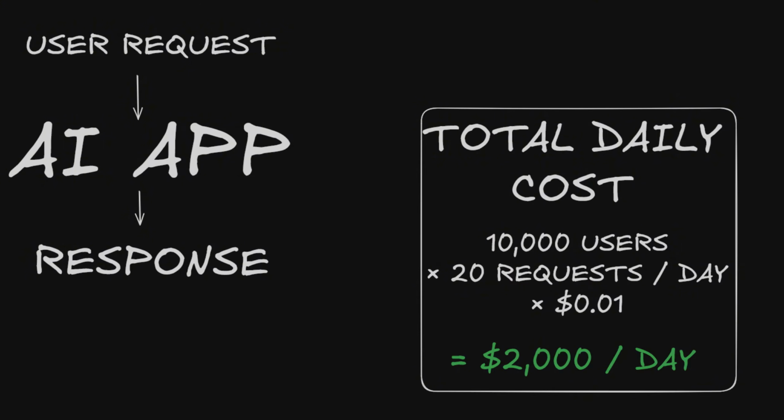10,000 users, each making 20 requests per day. At just 1 cent per request, that feels negligible. But multiply it out, that becomes $2,000 per day. Not per month, per day. And this is still a simplified model.